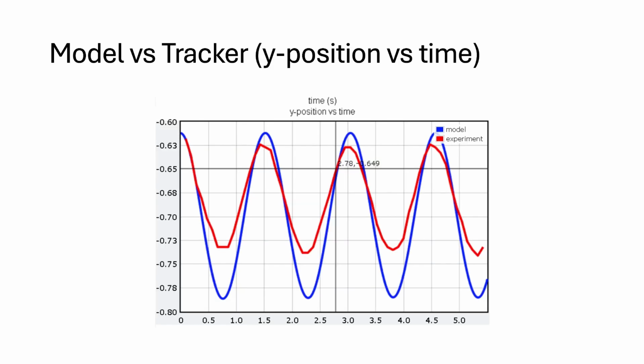Here is the model versus Tracker in the y position. In the y direction, the model also follows the Tracker data closely. The model keeps a consistent amplitude because it assumes no energy loss, while the real motion slowly decreases in amplitude due to damping forces like air resistance and internal friction.